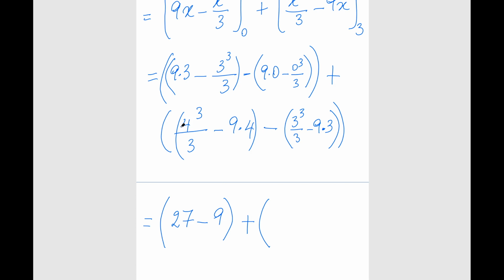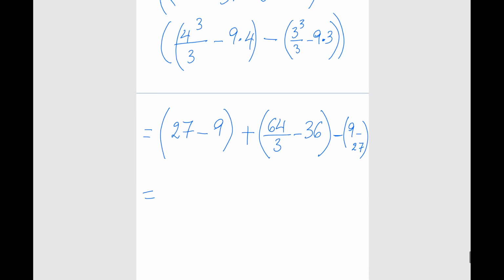let's see here, 4 cubed, so 4 cubed is 4 squared, so 16 times 4, 16 times 4 is 16 times 2, which is 32 times another 2, so 64 over 3 minus 36, right? Minus this guy. And how much is this guy? It's very similar to this, right? That guy is 3 squared, so 9 minus 27, right? Okay. So I get 27 minus 9 plus 64 divided by 3 minus 36 minus 9 plus 27.